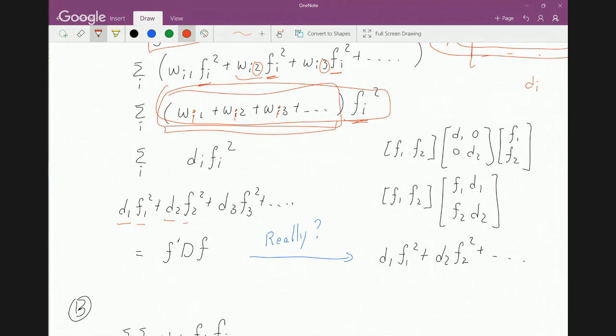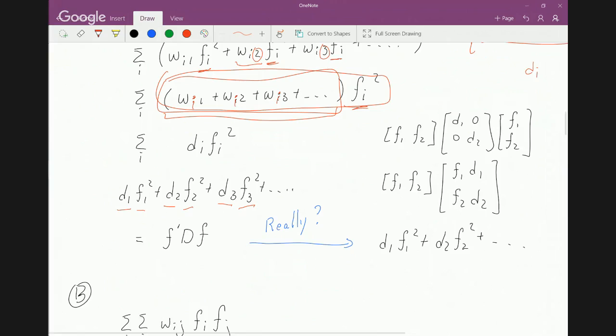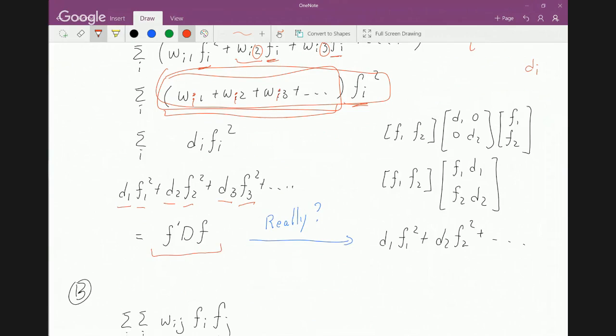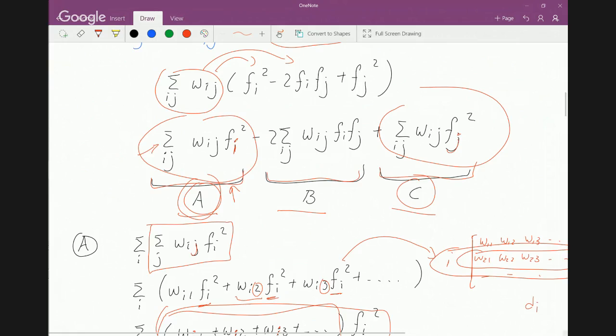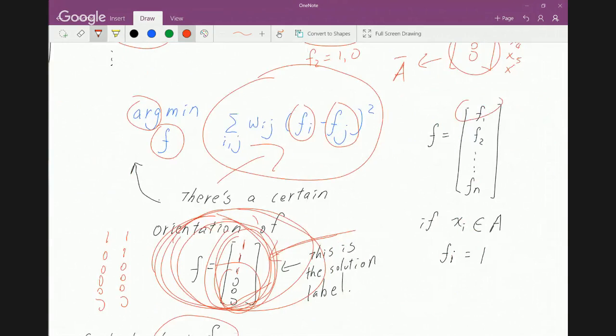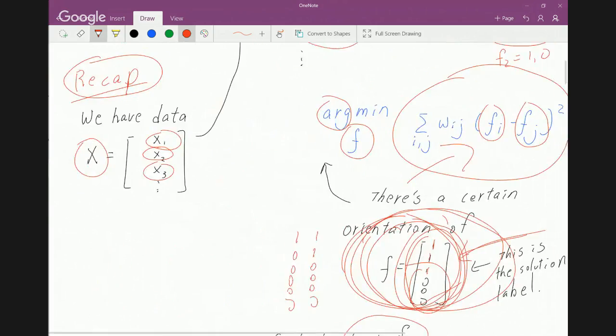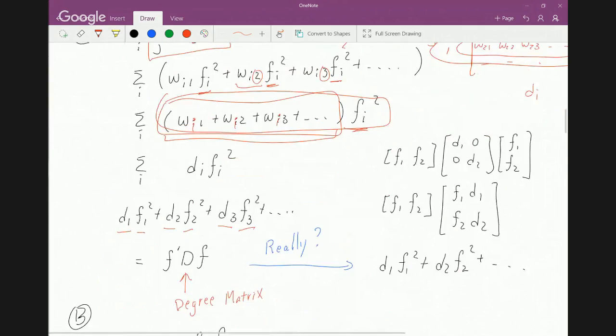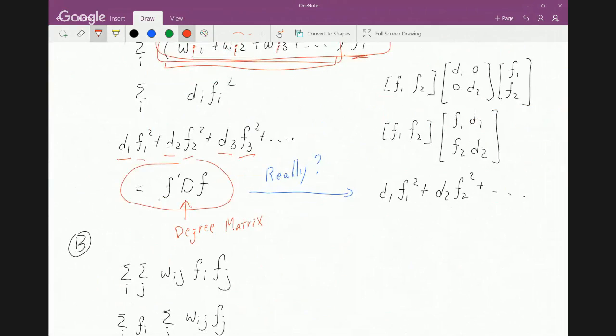D1, F1, D2, F2, D3, F3. And I claim that this is the same as this right here, where D is the degree matrix and F right here is the solution. If you remember, F right here is F1, F2, all the way to Fn. So is that really true?